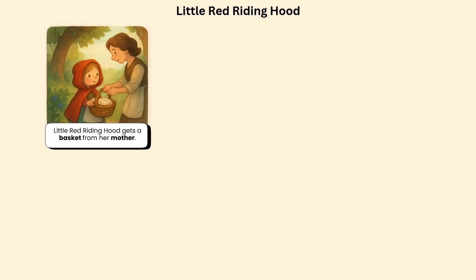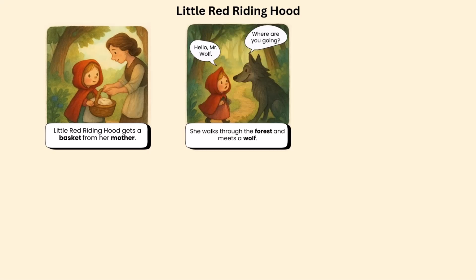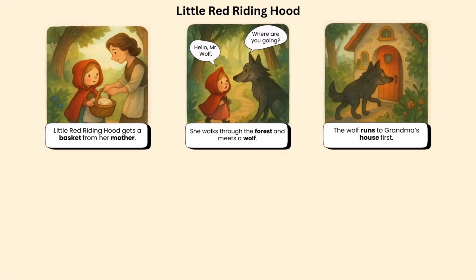Little Red Riding Hood gets a basket from her mother. She is going to visit her grandma. She walks through the forest. On the path, she meets a big grey wolf. The wolf runs ahead to Grandma's house. He wants to get there first.